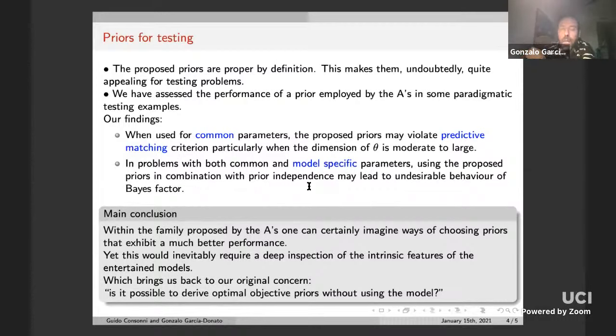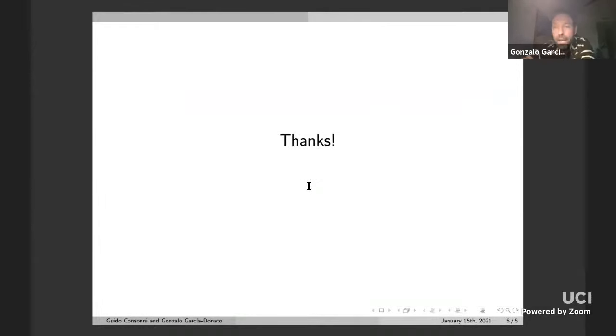But what we clearly thought is that this would imply diving into the model to see which properties you want to have, something that even Dimitris was telling. So that brings us to the original question: is it possible to derive optimal objective priors without using the models? I think it is not possible. Just using the parameter space, you cannot obtain something that is optimal. And with that, I finish my discussion.